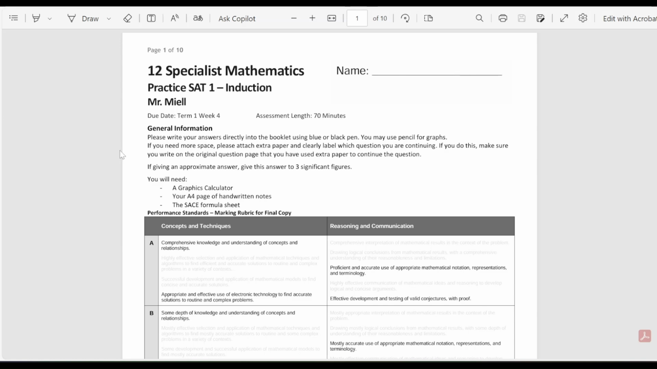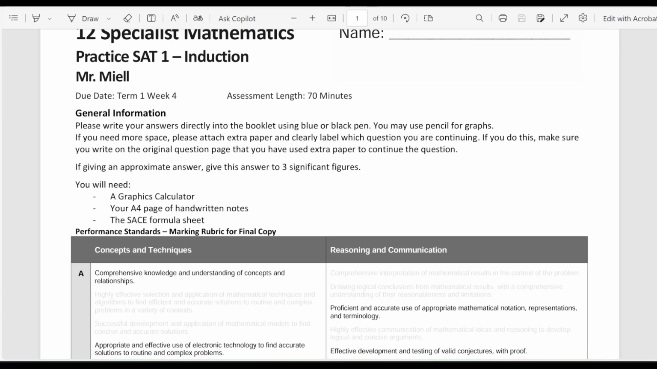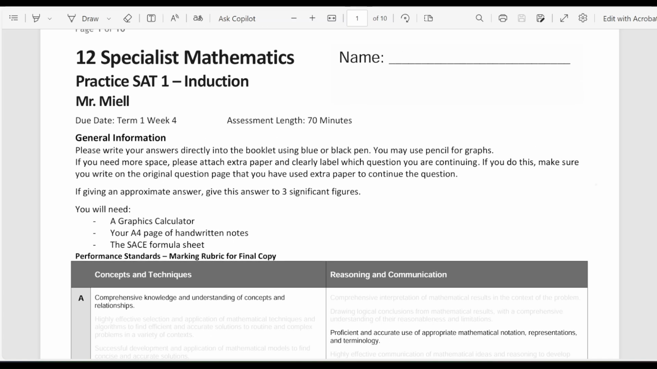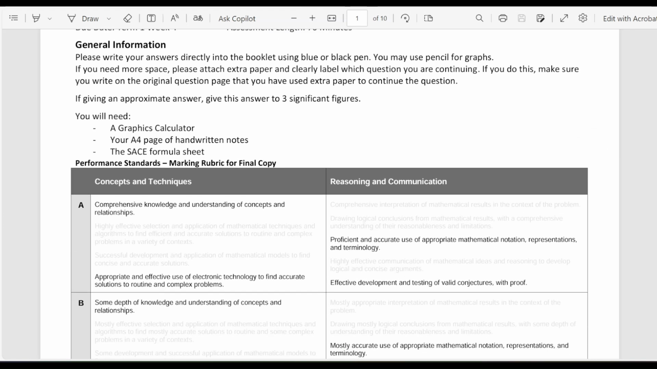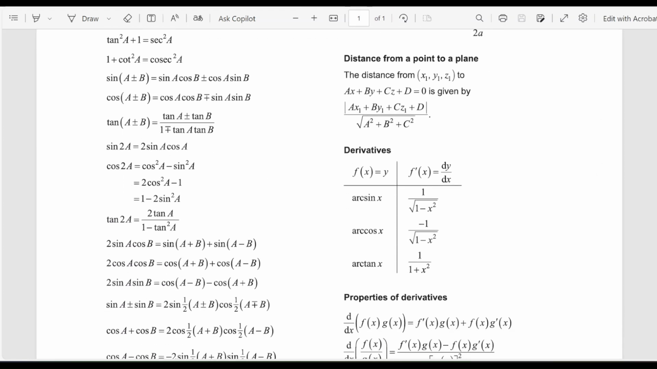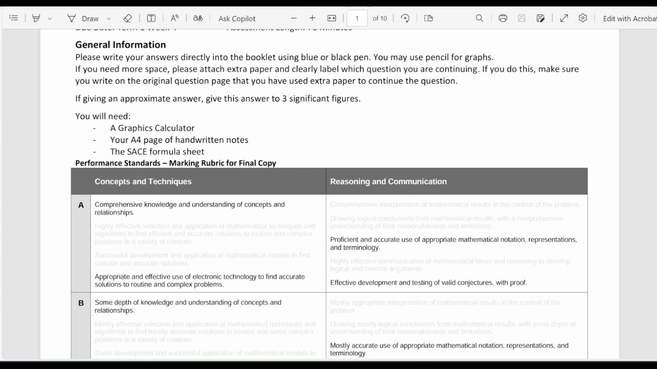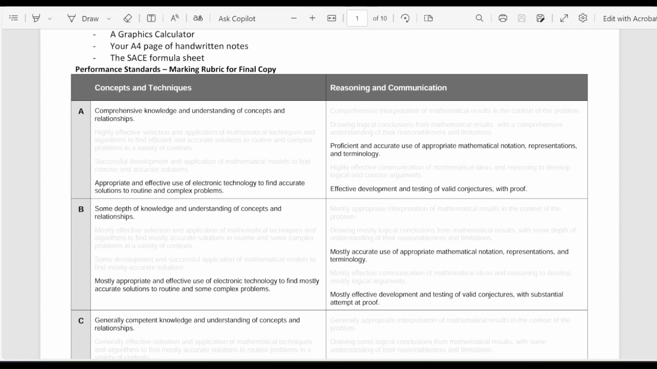In this video, we'll go over the practice test for induction. Just before we get started, make sure you do the whole test under a time limit, 70 minutes, before using this video. You'll need these things. You should have your graphics calculator, your SACE formula sheet, which has lots of useful trig identities on there, and an A4 cheat sheet of your handwritten notes, single-sided.